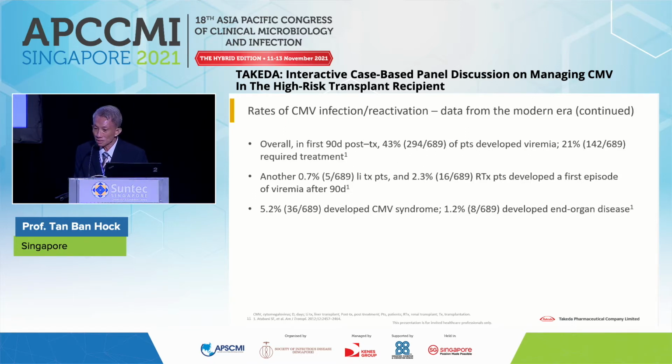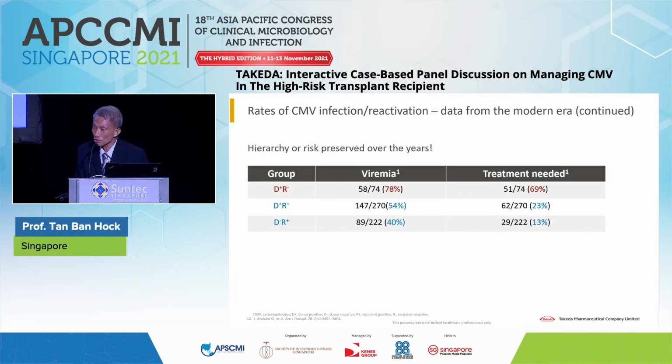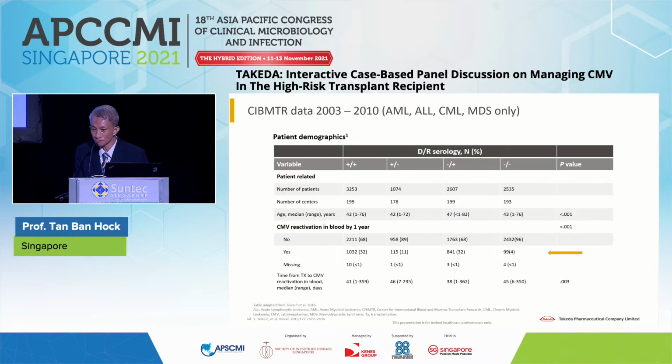So basically, in the first 90 days, about 43% of patients developed viremia, and half of those required treatment. A very small percentage developed the first episode of CMV illness after the first 90 days. And then in terms of syndrome and end organ disease, actually the numbers and percentages are very small. It's also very interesting that this hierarchy of risk has been preserved over the years, and the D plus R minus population is at greatest risk of both viremia and the need for treatment, whereas the other categories you get it less frequently.